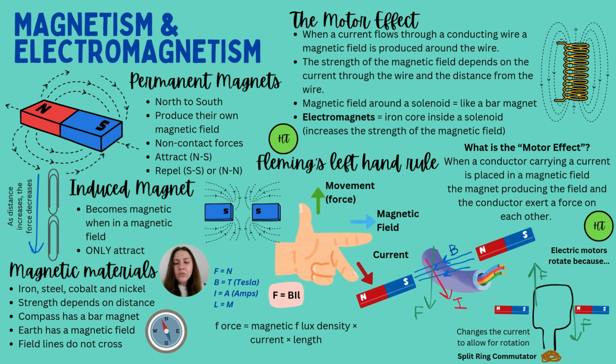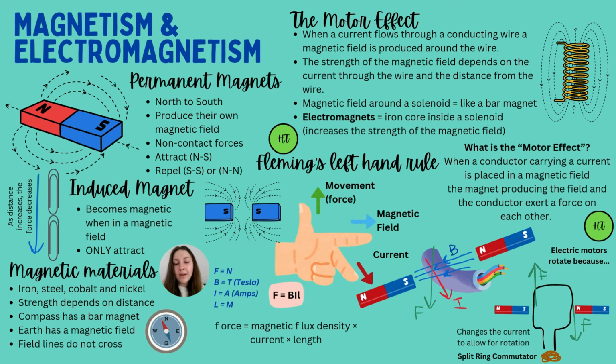So we need to also be able to, as a higher tier student, know how we can use this idea, Fleming's left-hand rule and the motor effect. So Fleming's left-hand rule basically shows us, by using our left hand, the direction of the force and therefore the movement of an object, the magnetic field direction and the current in a wire, looking at using an electromagnet or a solenoid. So you've got some examples here I've drawn for you.